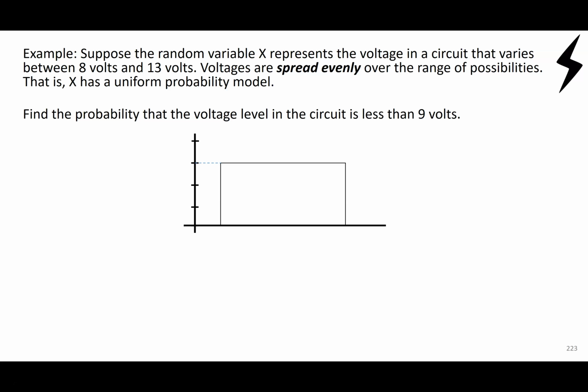So voltage, this one can be fun too, right? So we have a random variable x. So x is the voltage in a circuit, and it varies anywhere from 8 volts to 13 volts. And we're going to assume the voltages are spread evenly, so this is what gives away the uniform bit. Also in addition to that, over the range of possibilities. So the first thing I'm going to write, so volts. And it goes anywhere from 8 volts to 13 volts. And note, once you go past 13 volts, the probability is 0. Once you go lower than 8 volts, it's 0. So we're really only interested between 8 and 13.